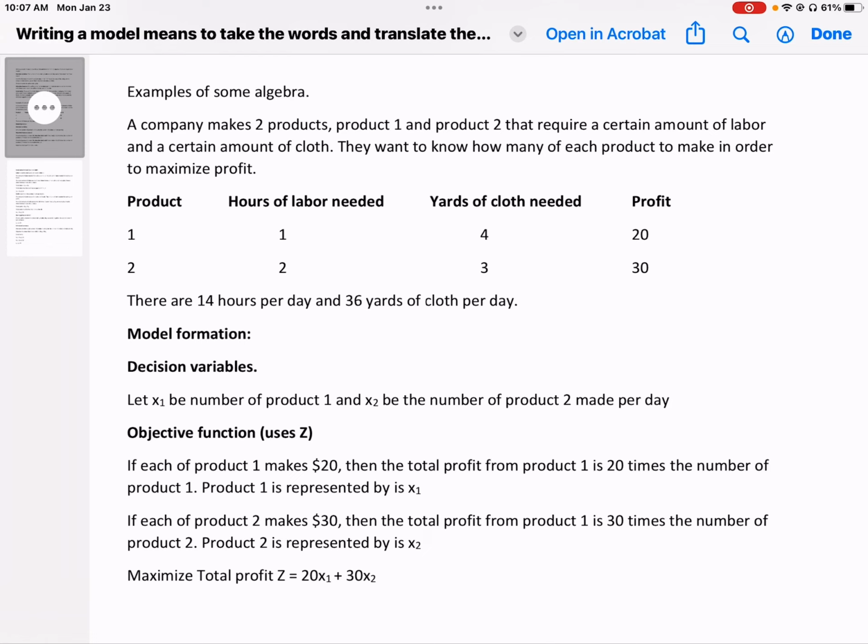So our model formulation: X1 is the number of product 1, X2 is the number of product 2. Our objective function, we use Z equals for that. If each of product 1 makes $20, then the total profit from product 1 is 20 times the number of product 1. Product 1 is represented by X1. If each of product 2 makes $30, then the total profit from product 2 is 30 times the number of product 2. Product 2 is X2. So the total profit, Z equals 20 times X1 plus 30 times X2.